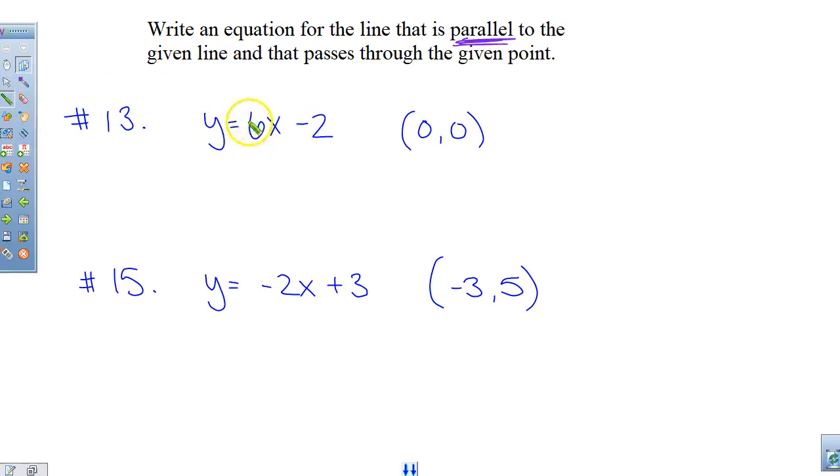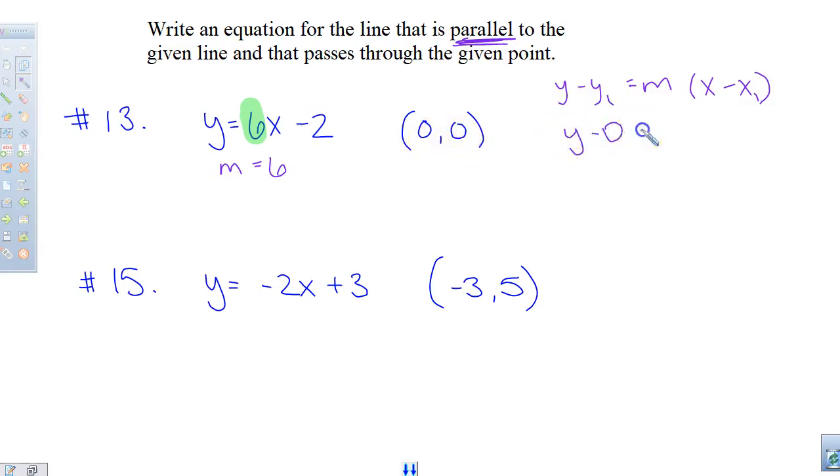So the first thing I'm going to do is identify my slope. My slope in this example here is 6. I'm given a point and given the slope, so I'm going to start with point-slope form. For y minus y1, I'm going to do y minus 0, which is just y. My m is 6 times the quantity, x minus, and I get 0 here.